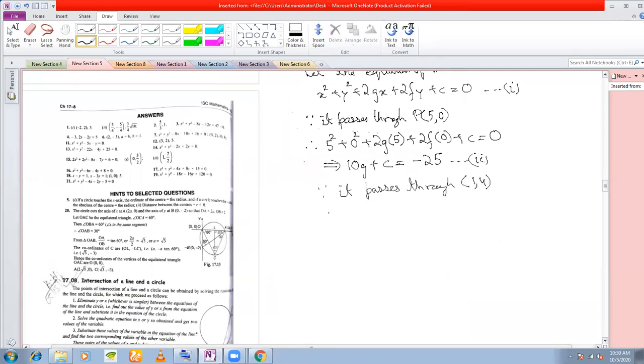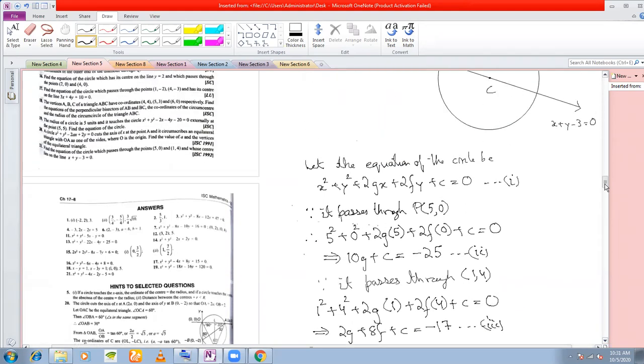1, 4. So it must satisfy this equation. So x square plus y square plus 2gx plus 2fy plus c is equal to 0. That means you get 2g plus 8f plus c is equal to minus 17. Call this equation number 3. Okay, now the third part, which is the most important part.